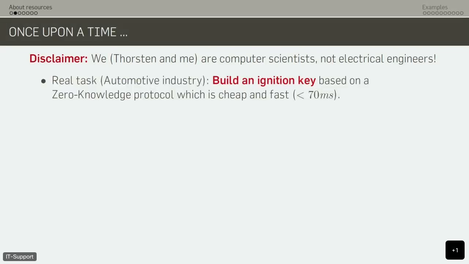A decade ago, I was asked to build an ignition key for a car. Formerly I worked for the car industry, and it should be an ignition key based on a zero-knowledge protocol, which is cheap and fast, so faster than 70 milliseconds. And really, really cheap, 5 euros or something like that. We tried it, and I did a lot of math for realizing this project, but we failed.